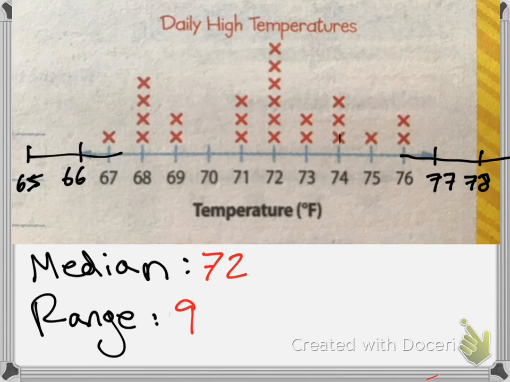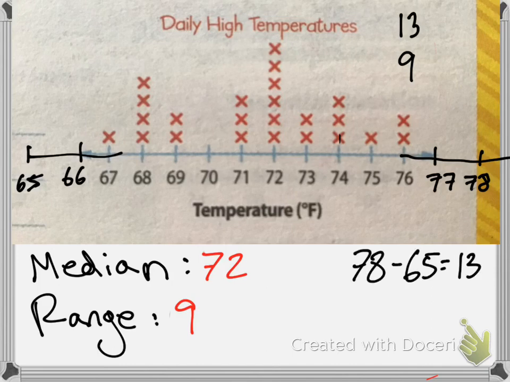So I'm getting some 13s and I'm getting some 9s still. So let's think. Why is it one of those? Let's see. So yes, when we're doing this, I can see what we were doing. Someone did 78 minus 65 and they got 13. The other ones of you were still doing that 76 minus 67 and getting 9.